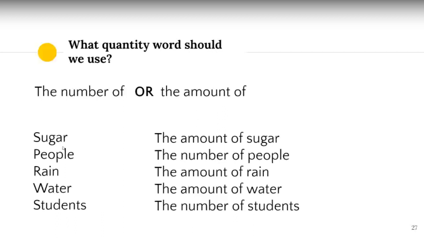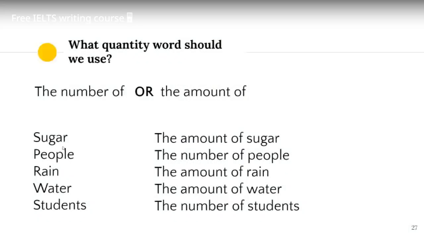We also have percentage, and we also have proportion. They're always used with percentages, okay? Otherwise, you shouldn't use them. Only when you see a percentage, then you can use percentage or the proportion of. So now let's move on to the next one.